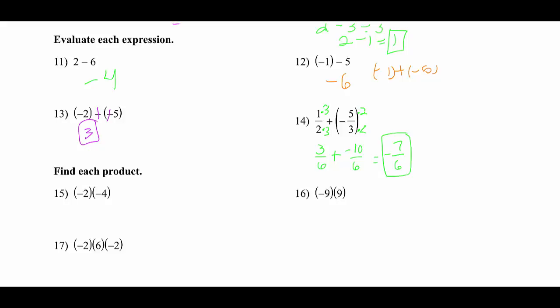So before I even actually work out what the numbers for these are, I can figure out if they're positive or negative. Negative 2 times negative 4 will be positive 8. Negative 9 times positive 9 has a single negative, so that makes it negative 81. Negative 2 times 6 times negative 2, since there's 2 negatives, will be a positive number. And then I just have to multiply that out. 2 times 6 is 12, times 2 is 24. And that's the front side of the review.